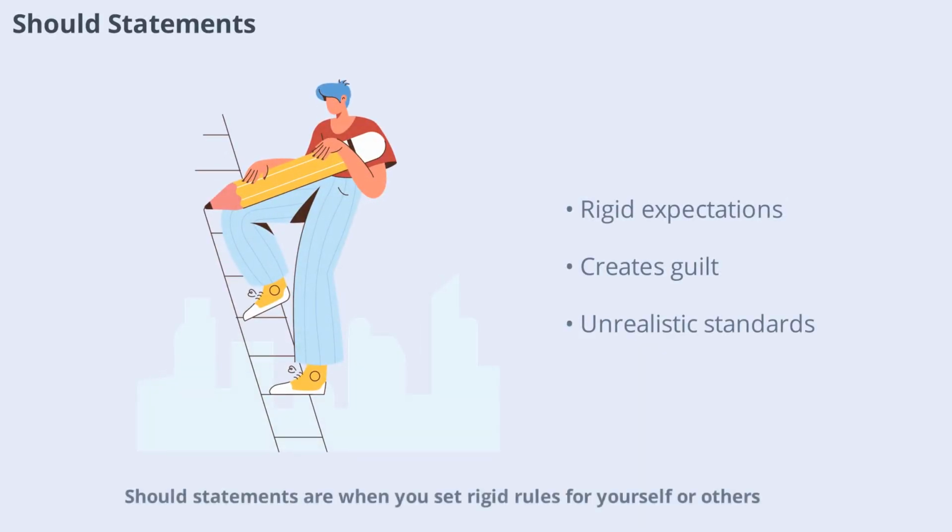Should statements are when you set rigid rules for yourself or others, using words like should, must, or ought. For example, I should always be successful. These unrealistic expectations can lead to guilt, frustration, or disappointment when things don't go as planned. By replacing should with more flexible language, you can reduce pressure and be kinder to yourself and others.